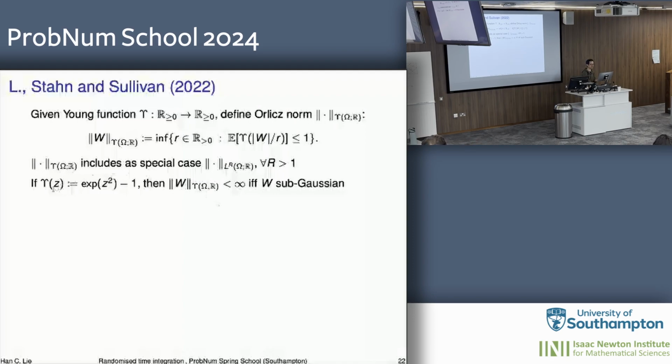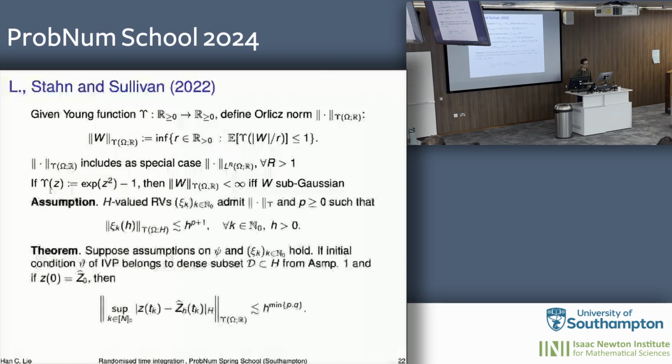If you change this Young function, you can also show that finiteness of the Young function is equivalent to the random variable being sub-exponential, for example. Okay. So we then assume that the Orlicz norms of our Hilbert space-valued random variables admit some norm and some p such that their norm decays up to a constant like h to the p plus 1.